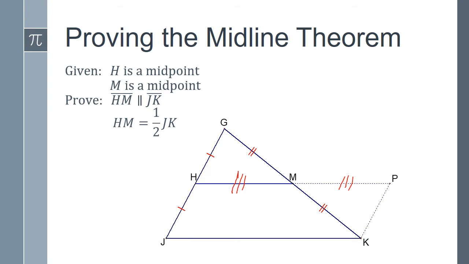So the next thing we're going to state is that angle GMH is congruent to angle PMK because all vertical angles are congruent. Now these two triangles, triangle GMH is congruent to triangle KMP by side angle side. So now through CPCTC, we're going to state that PK is congruent to GH.